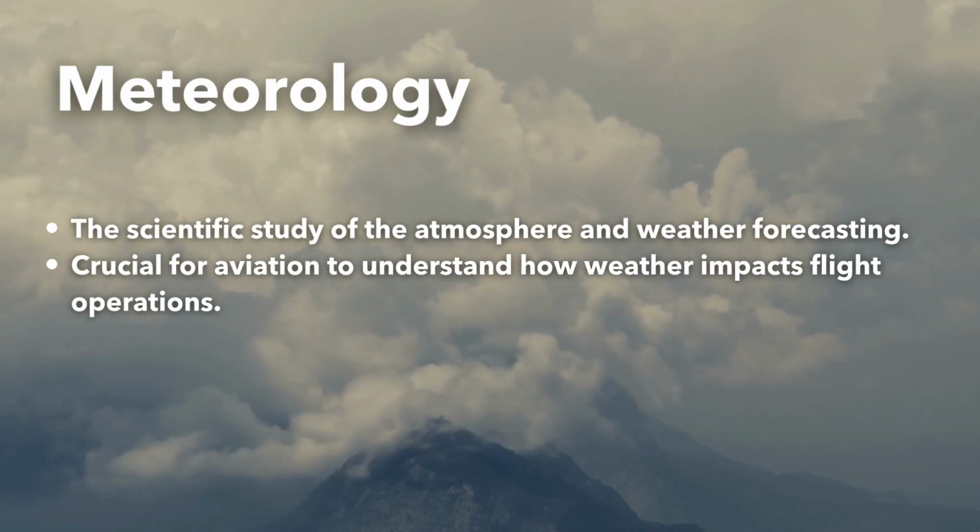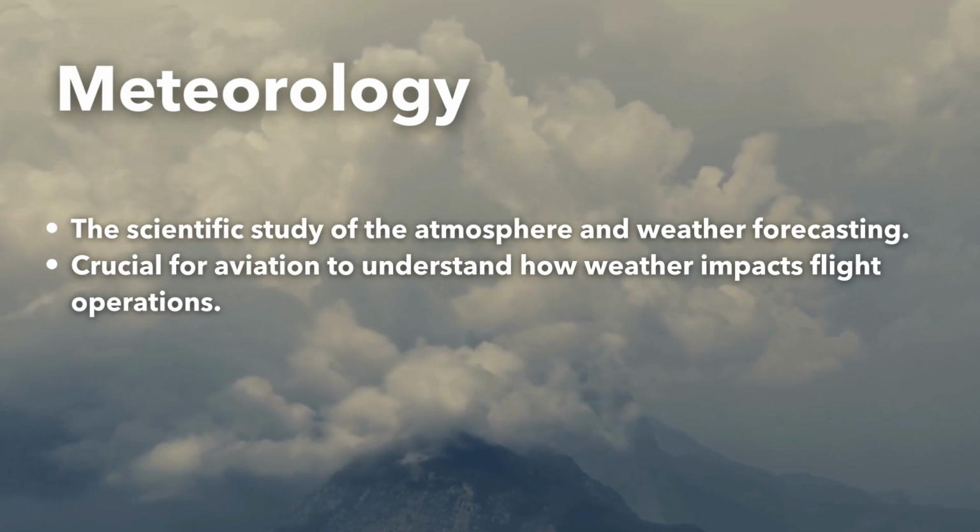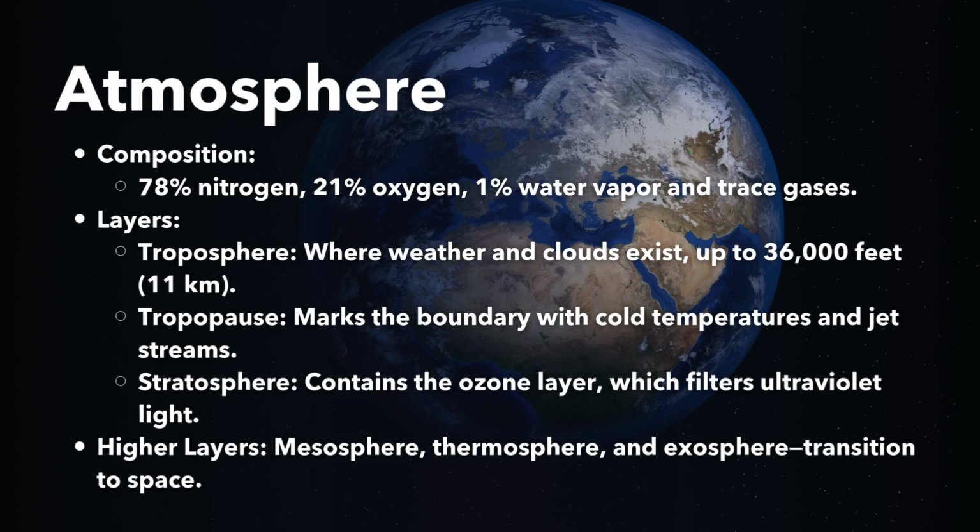In aviation, understanding meteorology is essential as it directly affects flight operations. The atmosphere is a mixture of gases, mainly nitrogen, oxygen, and trace gases, including water vapor surrounding the Earth. Weather occurs in the troposphere, which is the lowest atmospheric layer and extends up to 36,000 feet above the Earth's surface. This is where clouds, storms, and other weather phenomena form.